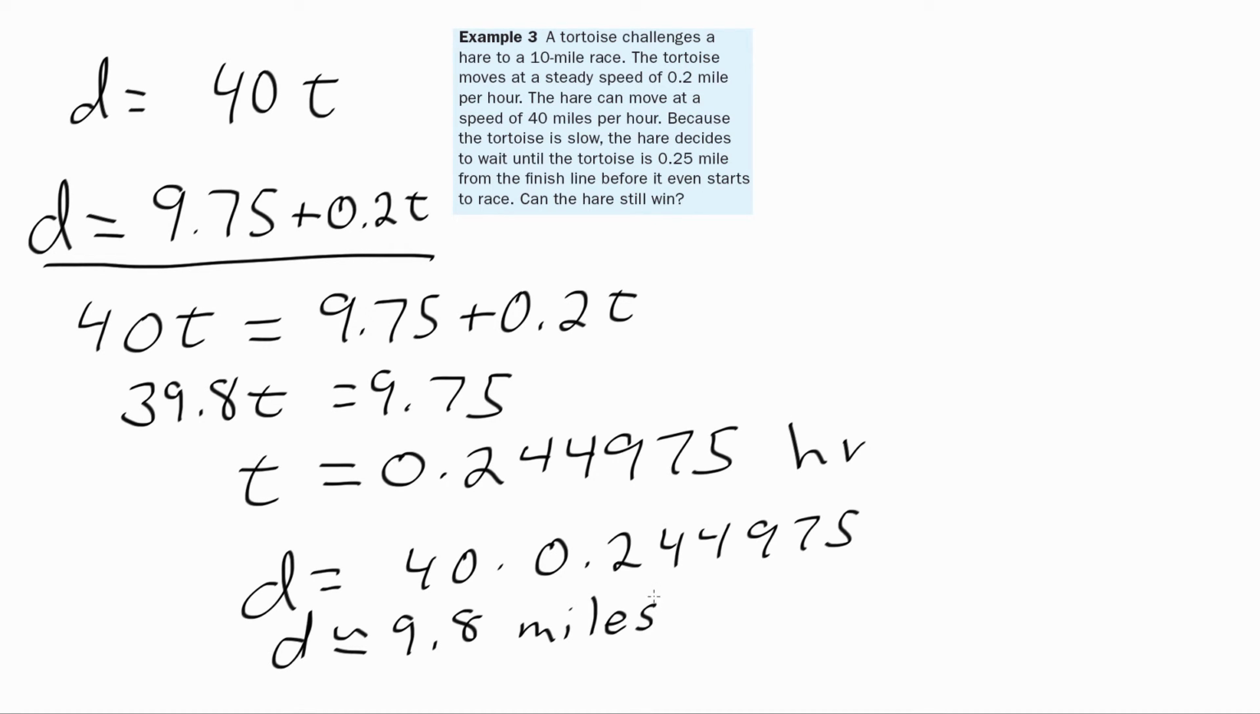Can the hare still win? The answer is yes. Since the race is 10 miles long and the hare will have covered 9.8 miles to catch up to the tortoise, it then has 2/10 of a mile to get ahead and win the race. So the hare wins. All right. If you had a different approach, I'd love to hear about it if it works. If you have a different approach and it didn't work, then try this approach. Remember, you've got to read through the problems and figure out what it's asking you to do.